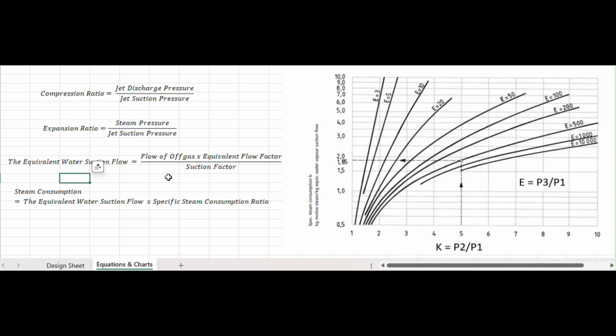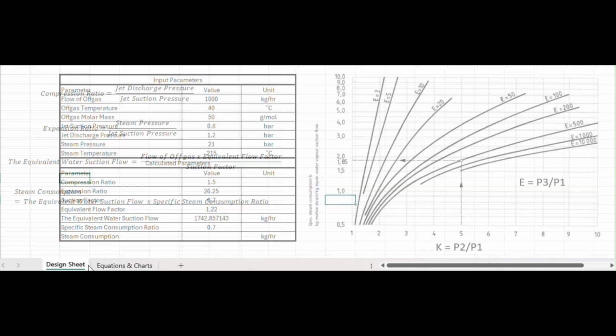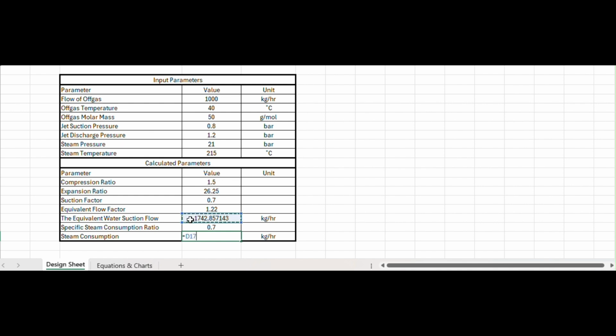Then simply your steam consumption, basically it's your equivalent water suction flow multiplied with that ratio we just found out. Okay. So that would be this multiplied with that. Then this flow you give to the vendor, and the vendor would tell you if you could just do 1 steam jet or 2 steam jets in parallel. Because that depends on the rating of the steam jet. Maybe the steam jet could only handle like 800 kilograms per hour. Then you could do 2 in parallel. Okay, and that's it.